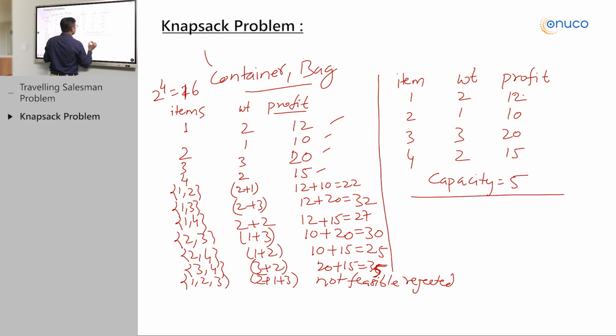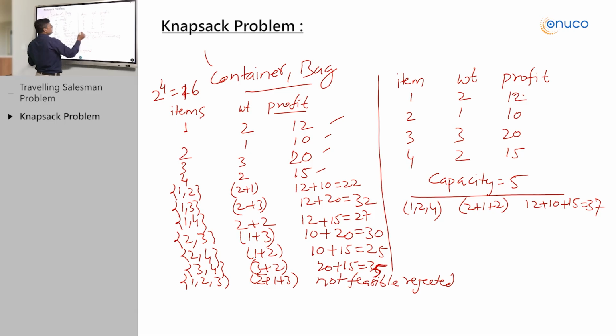Similarly, 1, 2, 3 is over, so we can take another combination, maybe 1, 2, 4. The weight is 2 plus 1 plus 2, 5 kg, no problem. The profit is 12 plus 10 plus 15, which is 37. So no problem, 2 plus 1 plus 2 is within the 5 kg capacity. Profit is 37.